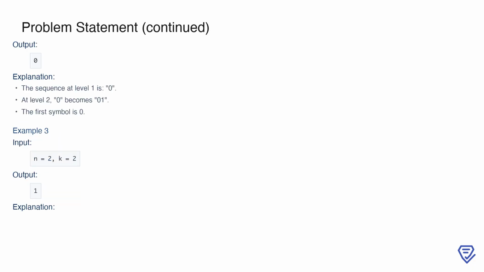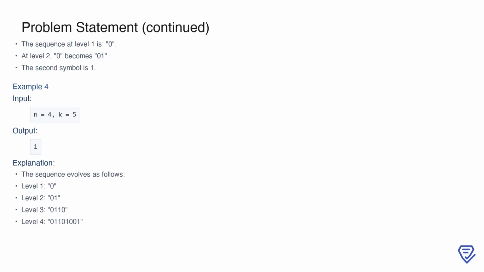Now, consider the second example where n is 2 and k is 1. At the first level, the sequence is 0. When we generate the second level, the rule tells us to replace 0 with 01. So, at level 2, the sequence becomes 01. Here, k is 1, meaning we're looking at the first symbol in this sequence, which is 0. Hence, the output is 0. This demonstrates how the sequence evolves and how we can identify the desired symbol based on the given k.